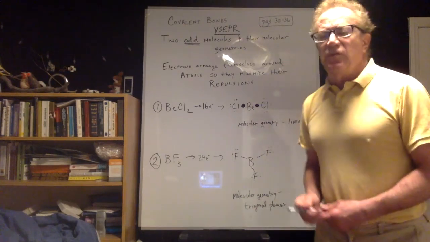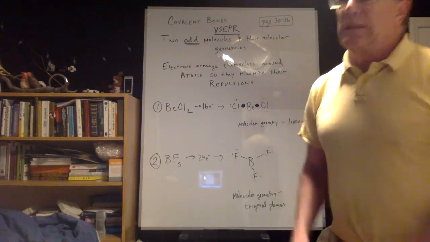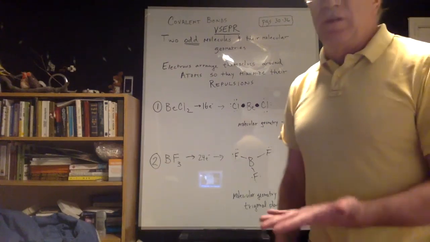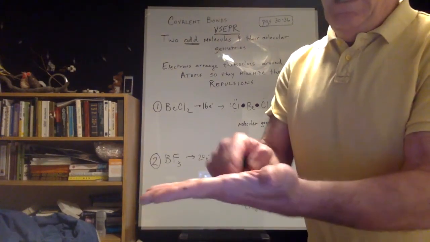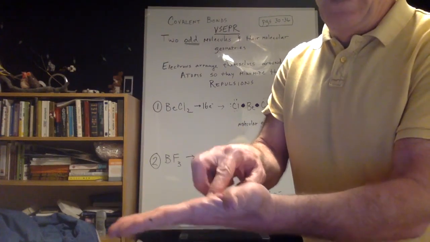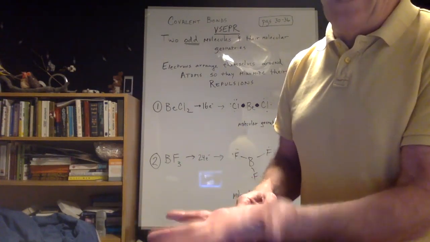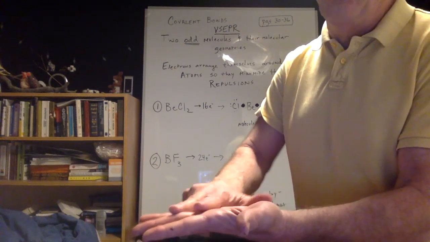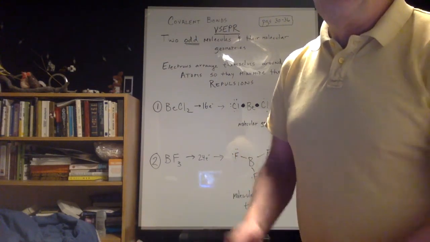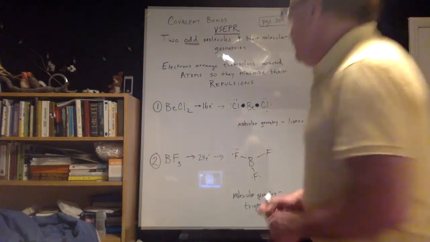So what that means, if it's not easy to have models of this, is that if I had a central atom, it would be laying flat on the palm of my hand, and then all 3 of the other atoms sticking out from it would also be flat on my hand. So the whole molecule would just be flat, and it would look like this.